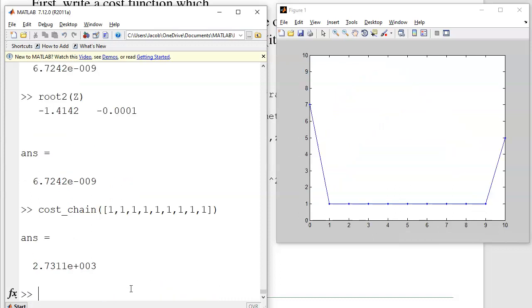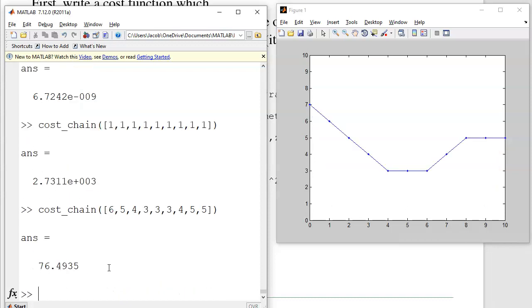So if that's the shape of my chain, the potential energy cost is 27,000. If I do 7, 6, 5, 4, 3, 3, 3, 4, 5, that's 76, that's better.